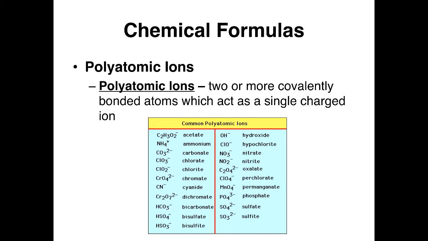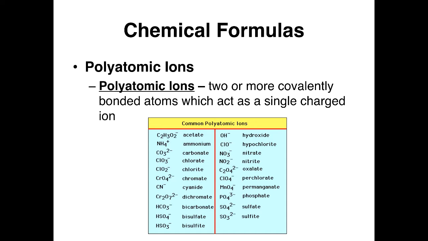We'll continue here by talking about polyatomic ions. And these are the polyatomic ions I want you to memorize. I would strongly recommend that you get flashcards and write the formula on one side with the charge and the name on the other side so that you can remember these. Polyatomic ions are two or more covalently bonded atoms which act as a single charged ion.